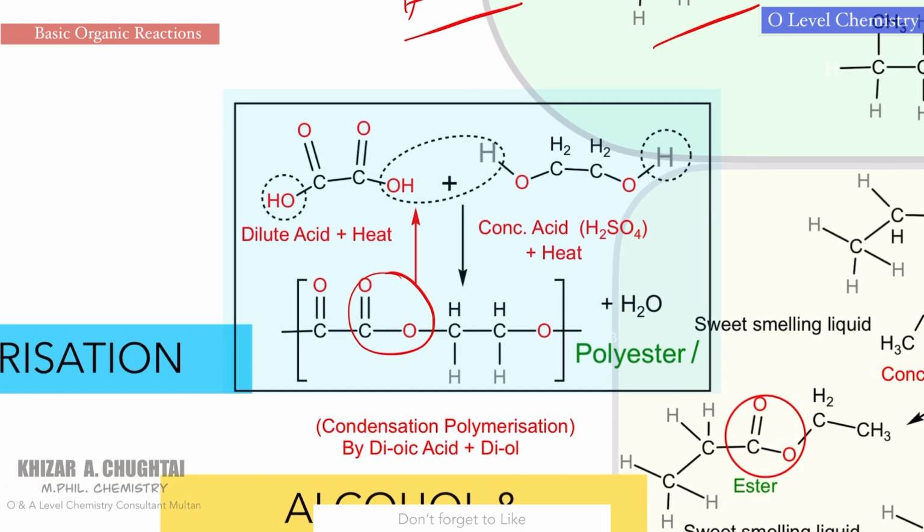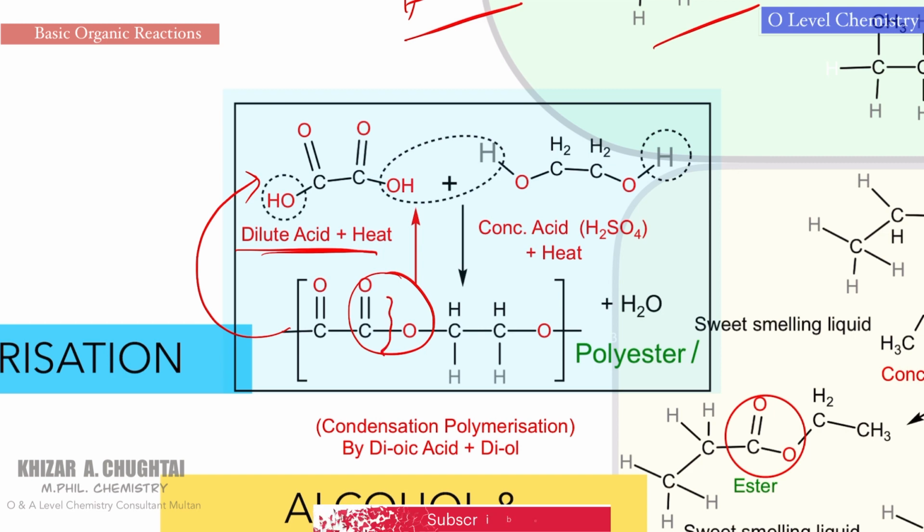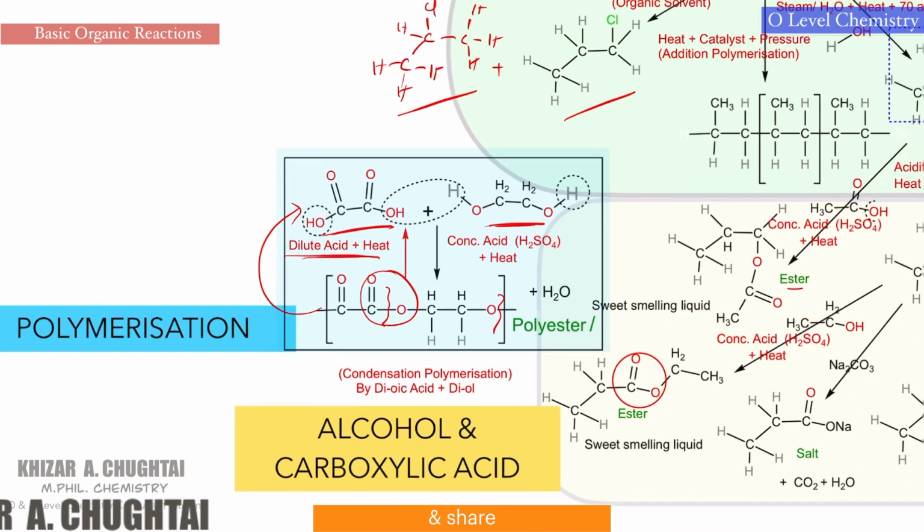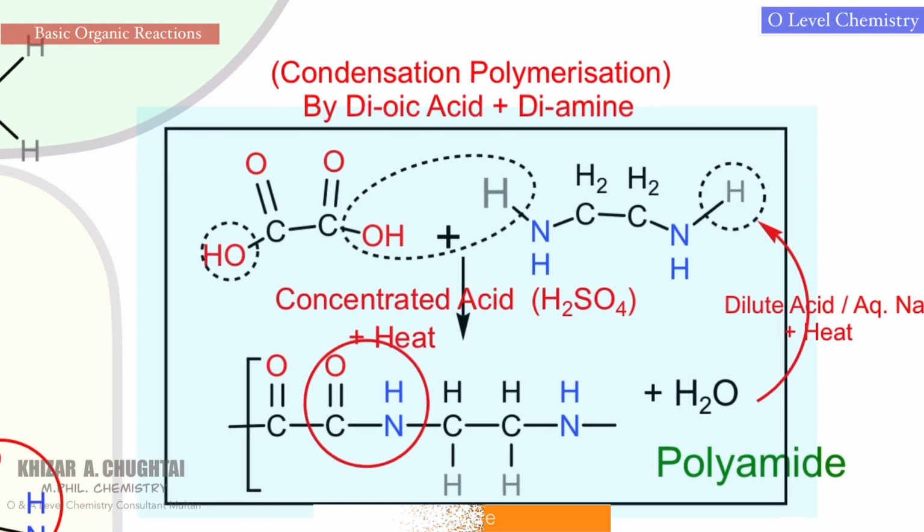This polymerization can be reversed by adding dilute acid and heat. Once again, there is the breakage of the ester linkage or ester bond, and it will convert back into its original reactants. Those are the alcohols, diol and carboxylic acid. The next polymer is a condensation polymer.